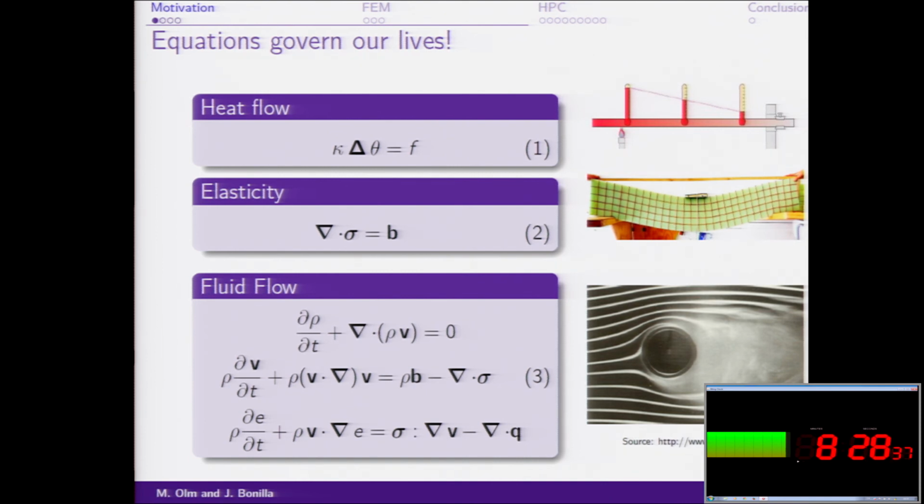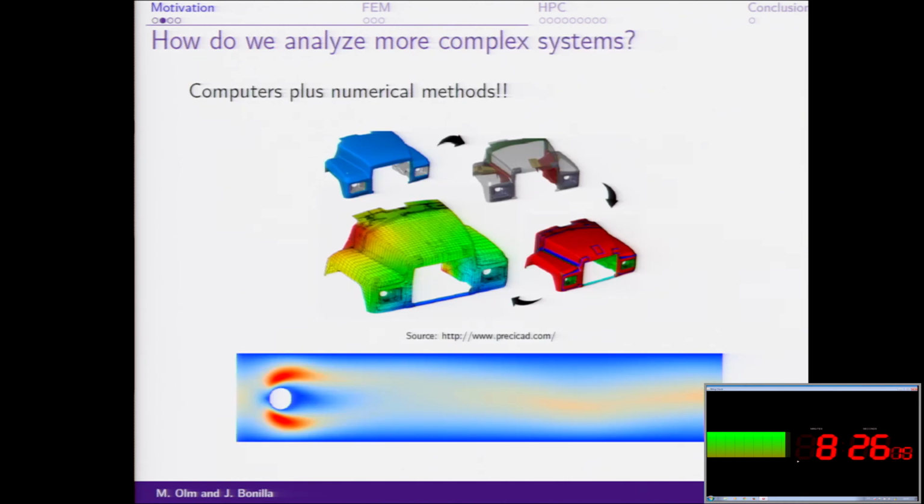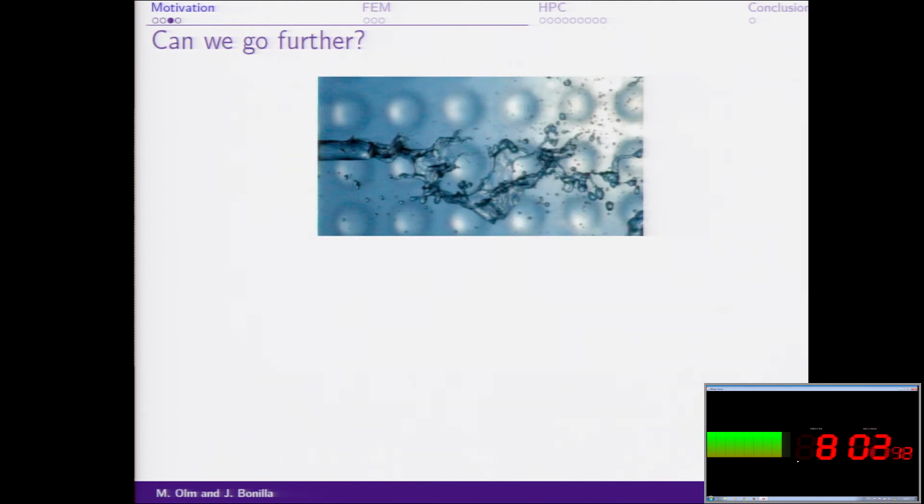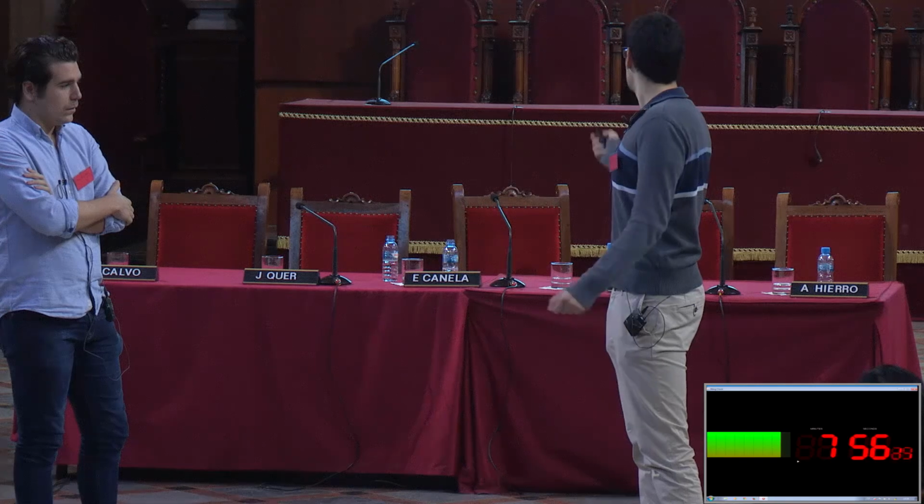So what engineers do in order to solve more complex systems is model the geometry in a computer, then divide the geometry in very small elements, very small parts, and then apply some numerical methods and analyze the results. But this is not mainly our research topic, because this is happening right now in almost any engineering company. But can we go farther? I mean, can we simulate the atomization of this water jet? Yes, of course, we can do it.